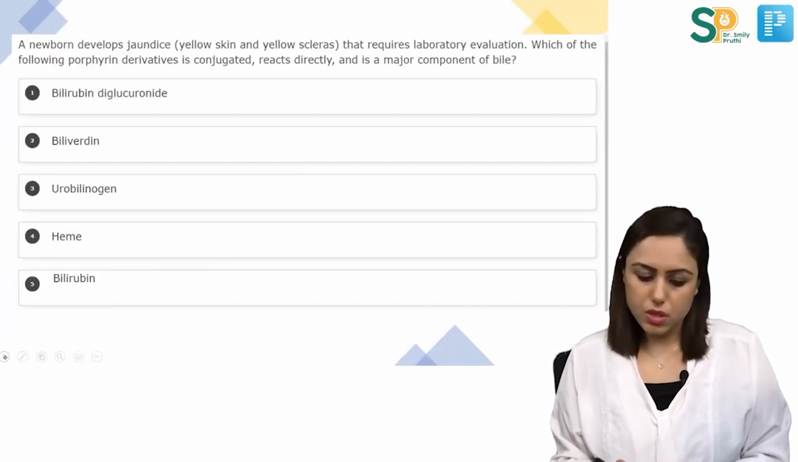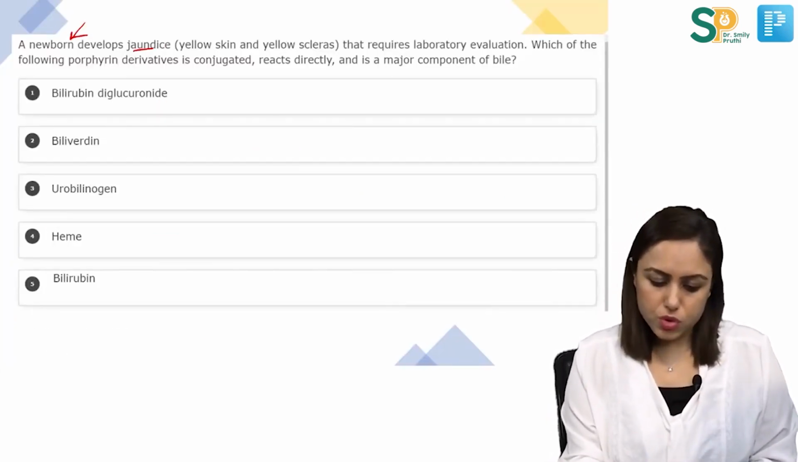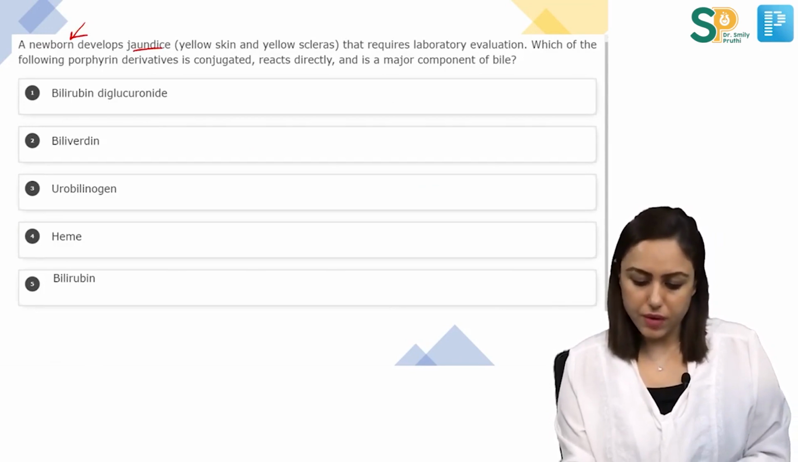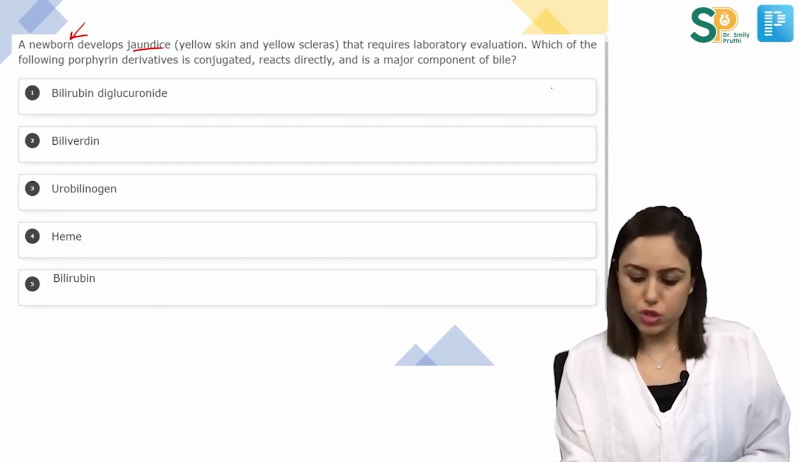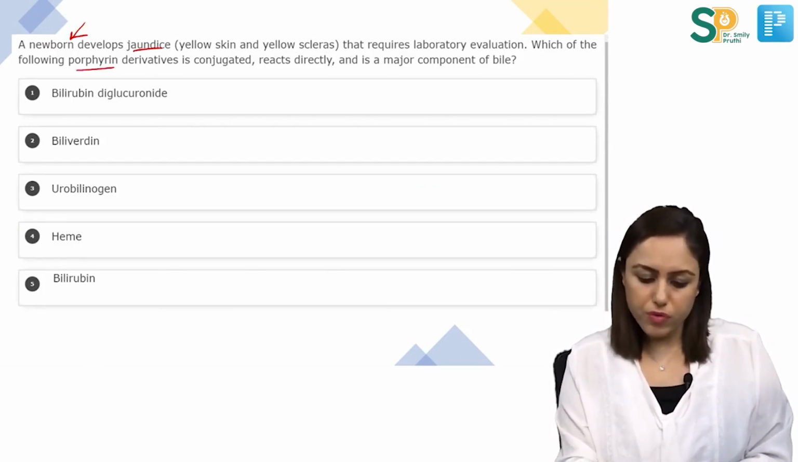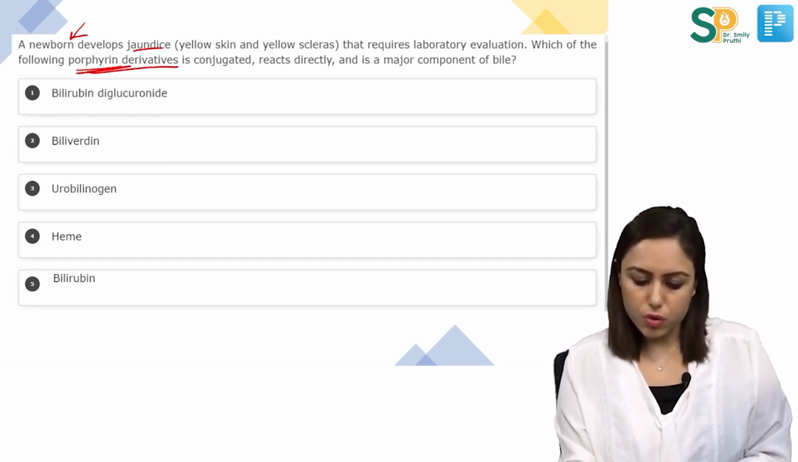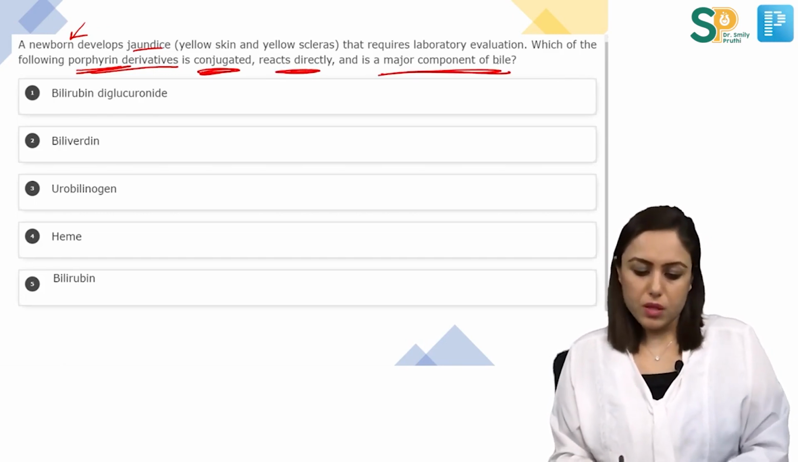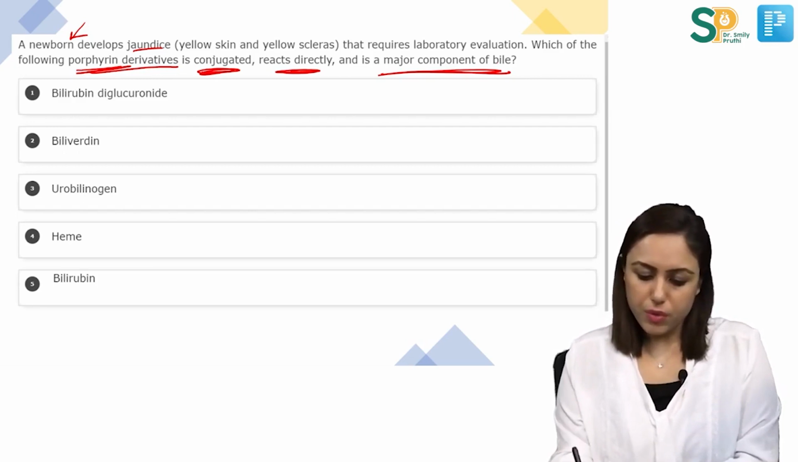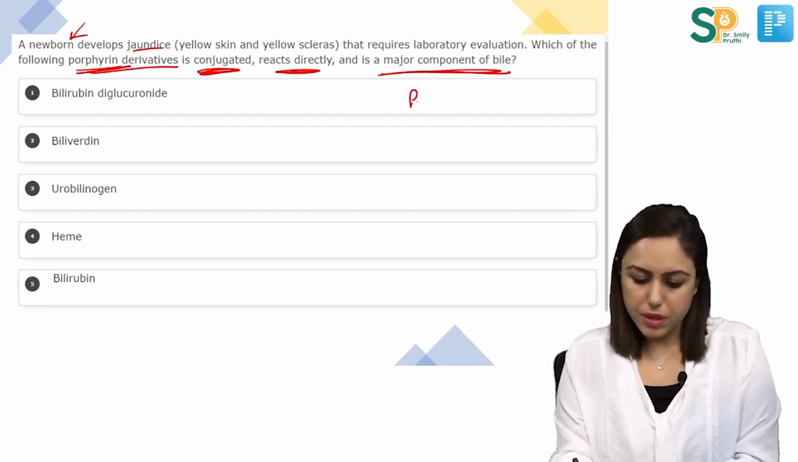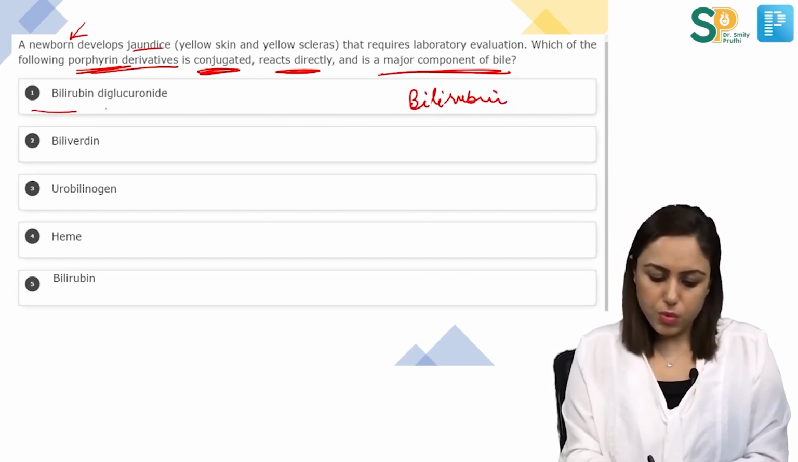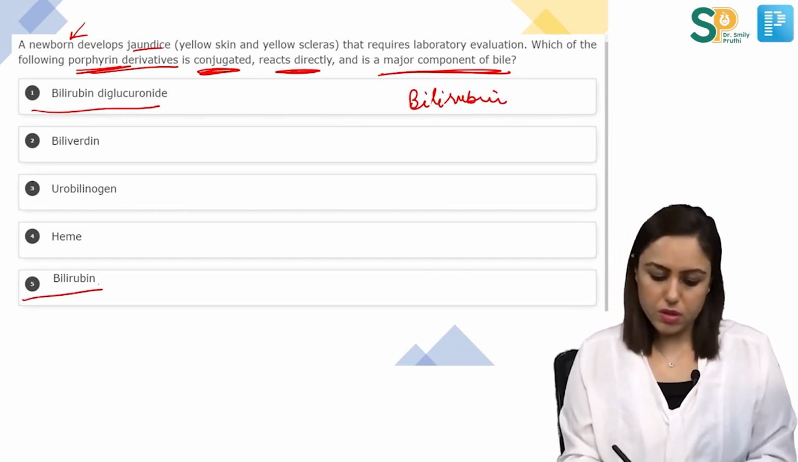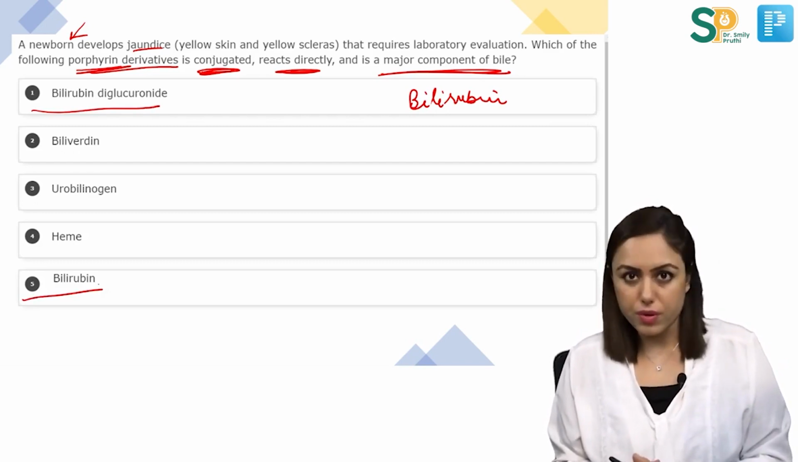Coming to next question, a newborn develops jaundice, yellow skin, yellow sclera, that requires lab evaluation. Which of the following porphyrin derivative is conjugated, reacts directly, and is a major component of bile? So the major component of bile here is bilirubin. Now in the options, bilirubin diglucuronide is also given and simple bilirubin is also written.